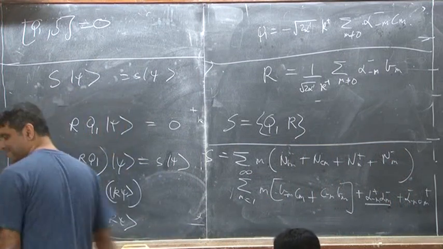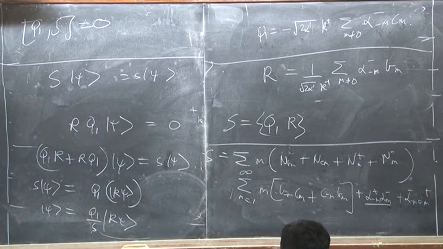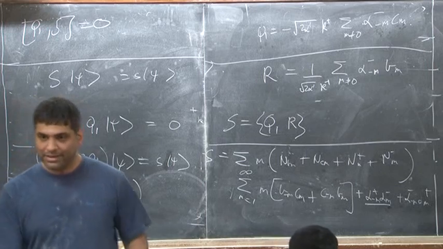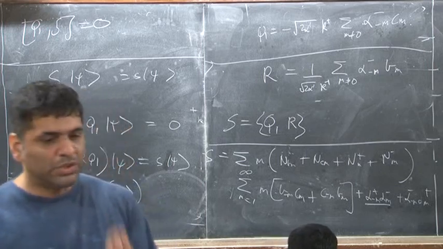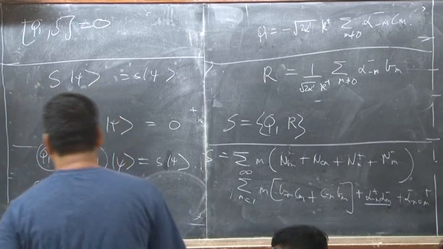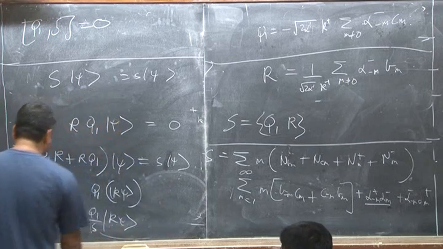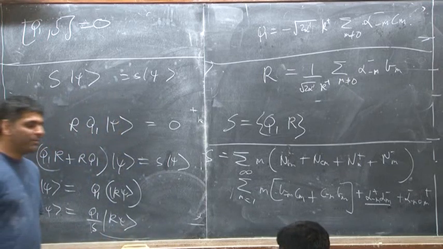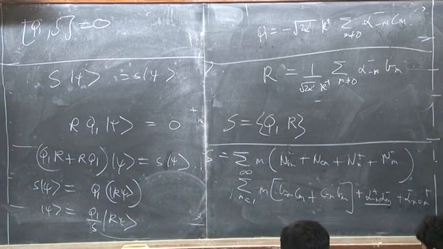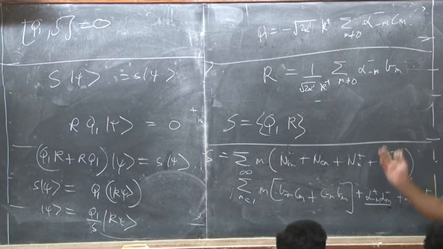Is this clear? So in the eigenspace with some non-zero S, it doesn't matter what, every Q closed state is automatically Q exact. Remember our strategy. Our strategy is A, to find the cohomology of Q1, B, to show that the cohomology of Q1 is isomorphic to the cohomology of Q. We're pursuing strategy A.